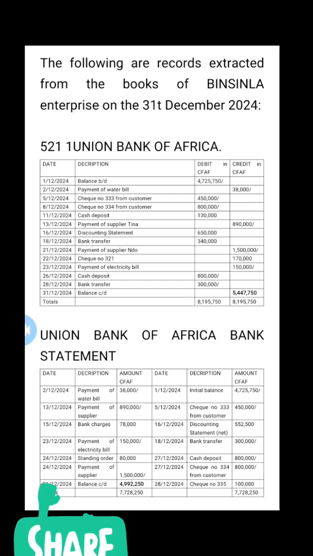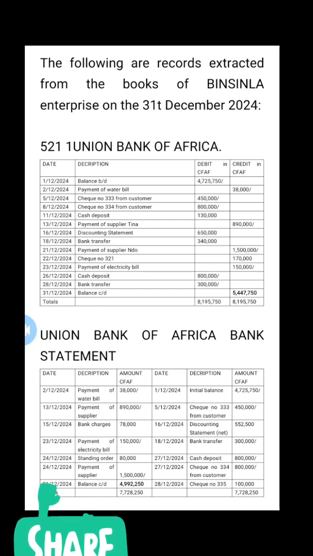The next one is discounting statement. Yes, we have discounting statement here. It is the gross. And then here in the bank statement, we have the net. They have stated there the net, which simply means that the bank has already accounted for the charges for the discounting statement. But the enterprise did not account for the charges. So we don't actually tick, but we should put in mind that we have to adjust this discounting statement in the bank's account when we are preparing the bank reconciliation statement.